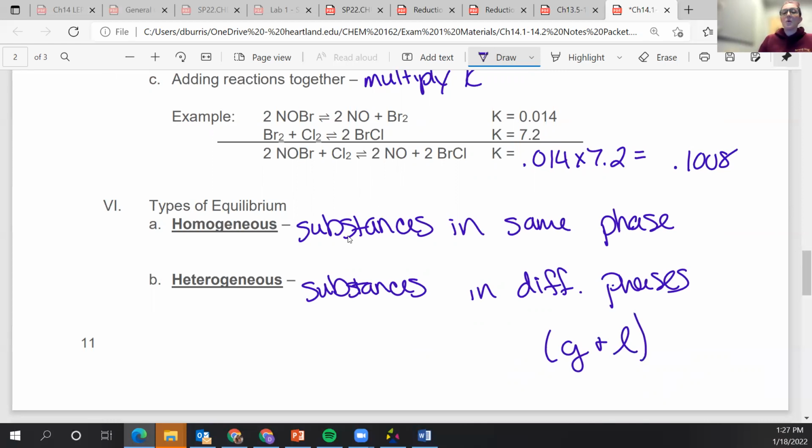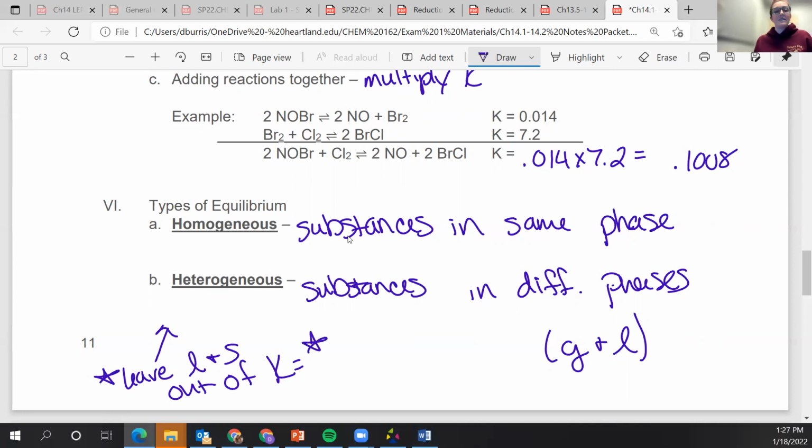Okay. Now there is an important thing to remember, especially about heterogeneous equilibriums. When I write a K equation, so my big K equilibrium constant equation for a reaction, we actually leave out liquids and solids. Leave L and S out of K equations. This is super important. Now, why do we do that? Technically, solids and liquids in a reaction aren't going to affect the equilibrium because there's so much of them there. There's actually not a concentration of a solid. It's just the solid. There's not a concentration of a liquid, just a liquid. Only aqueous and gaseous things should be involved.